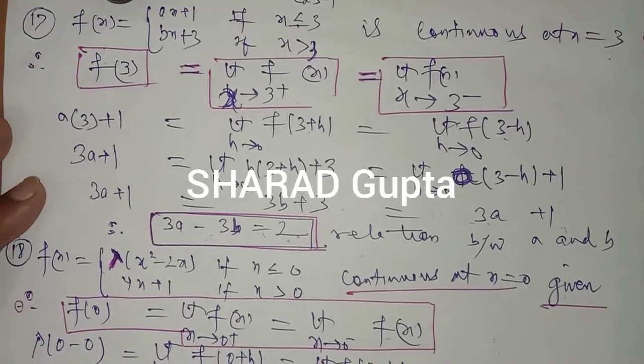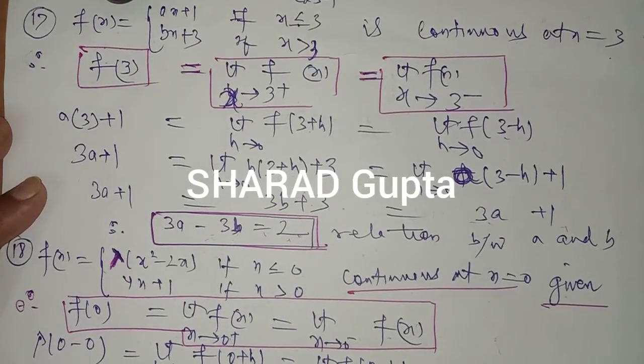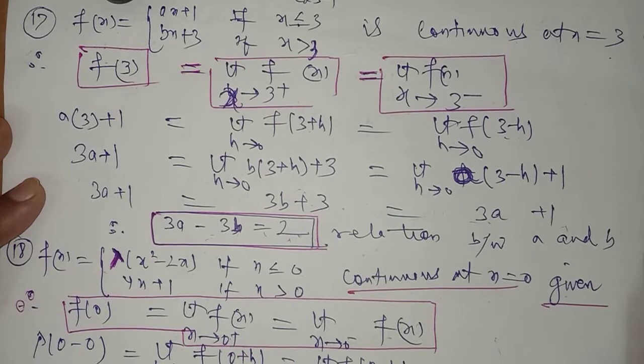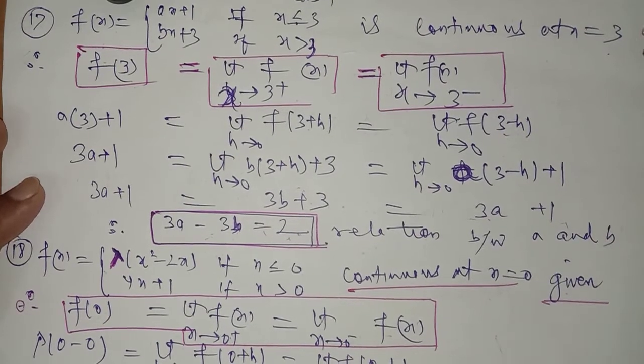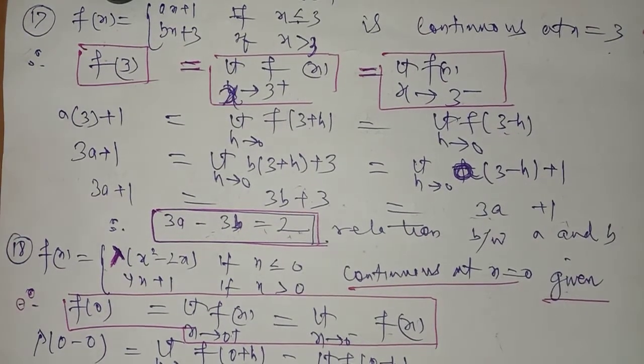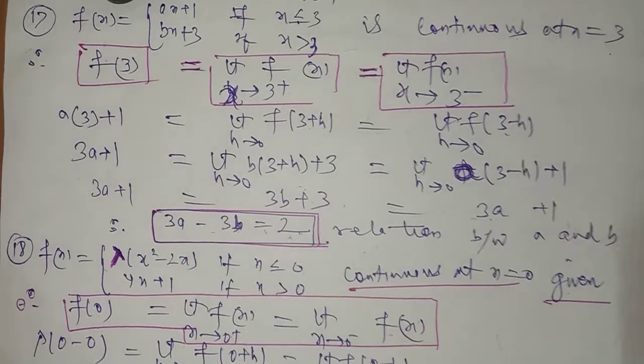Hello, this is lecture number 3 for the chapter Continuity and Differentiability of class 12th. In the previous lectures we discussed exercise 5.1, and we have discussed up to question number 16. To have a good understanding of the remaining questions, you must see those lectures at least once.